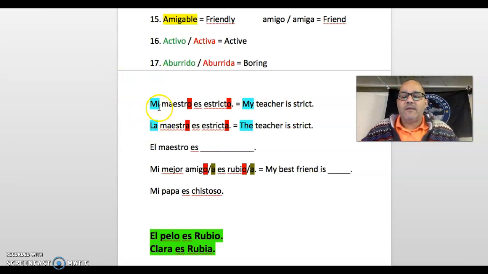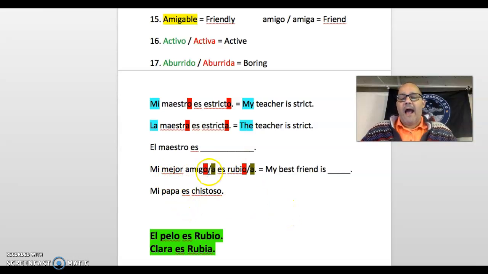And also notice, "mi maestro es estricto," my teacher is strict. "La maestra es estricta," the teacher is strict. "La" is "the," a definite article. "El maestro es," the teacher is. That's what it stands for, and then you complete the blank there.